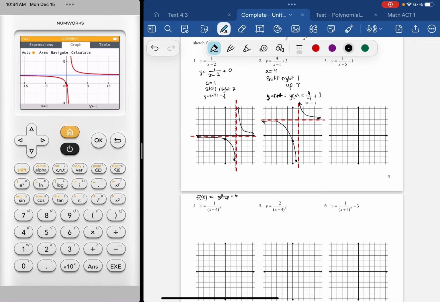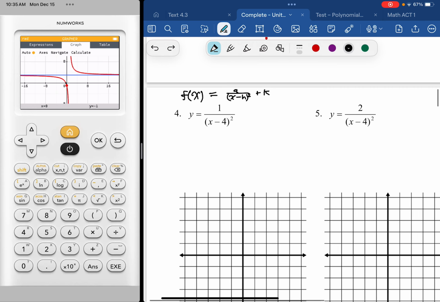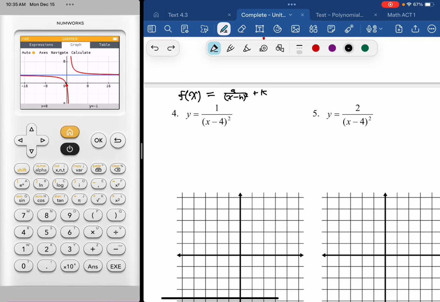Oh, and by the way, we noted that it had a vertical stretch in number 2 of 4. That didn't really impact the way we approach things. It just gave us a different y-intercept. It kind of forced it to be a little bit steeper. So that sort of works its way out, so you don't have to go out of your way to make that fit. We're really just looking for the horizontal and vertical shift.